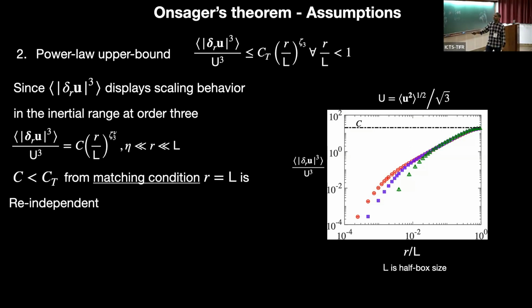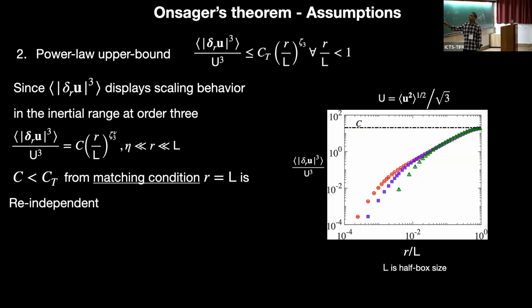For instance, here I'm showing you the third order absolute velocity structure function, which is normalized here as a function of the scale size. L here is half the box size. This is the periodic box that I showed. I'm choosing L as half the box size, and I'm plotting this here. And what you see is you can use a matching condition to determine this proportionality factor in the power law. And you can get the C here.